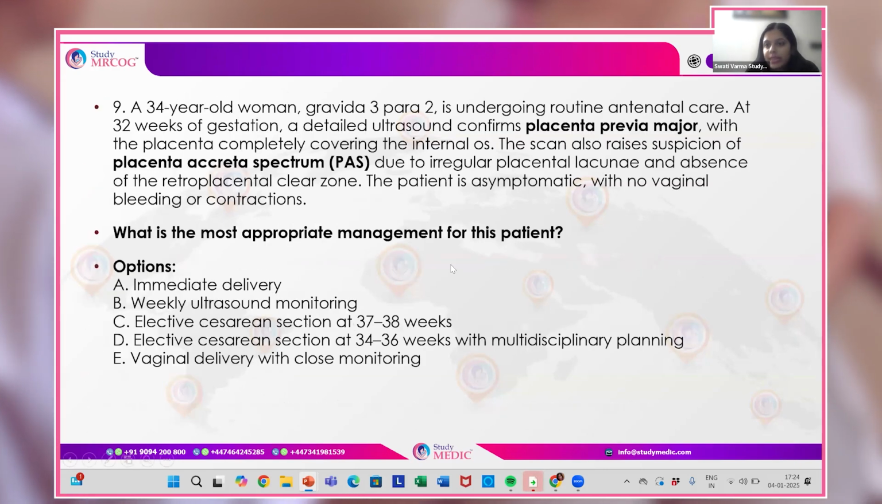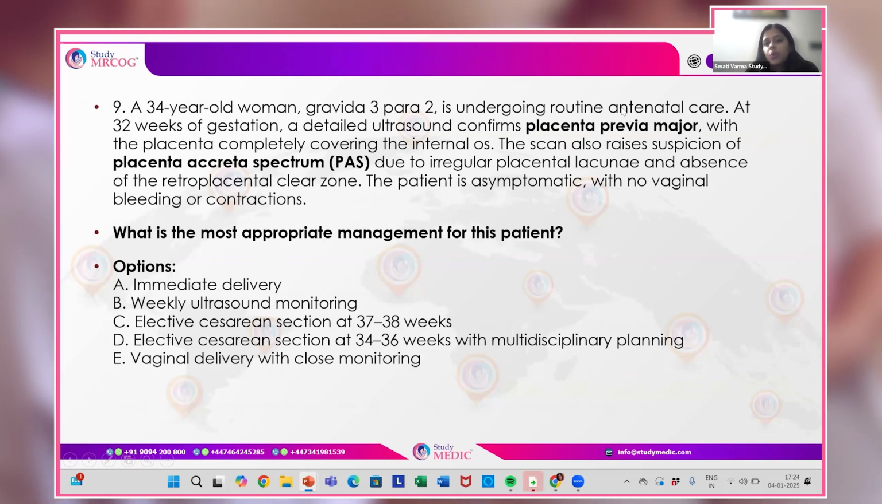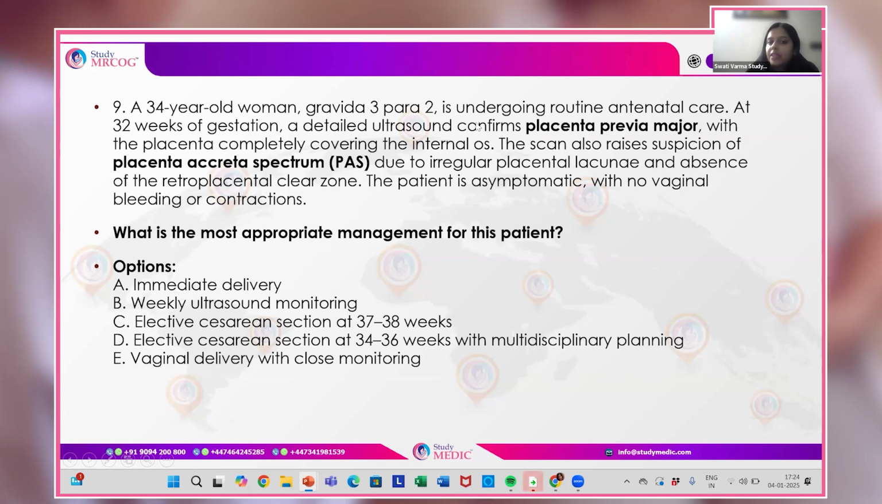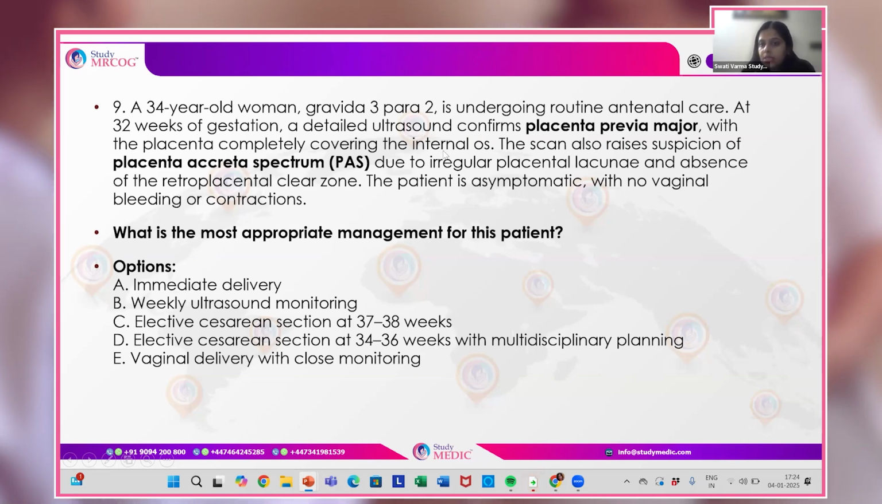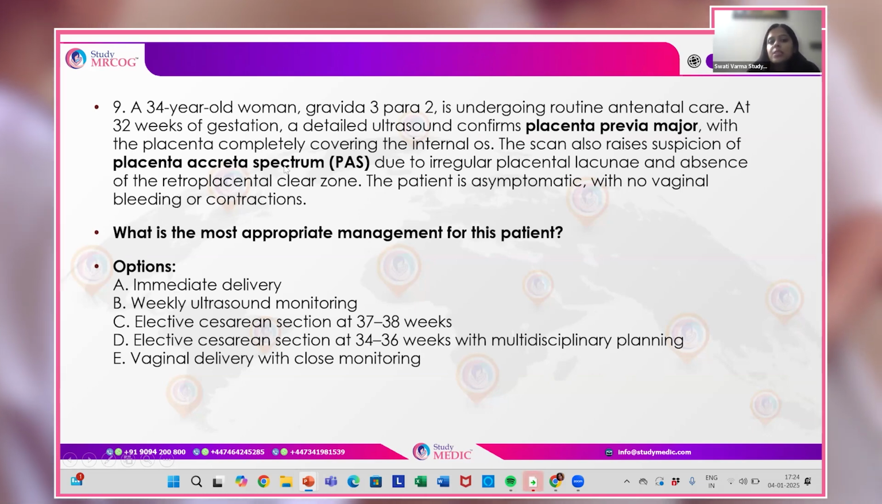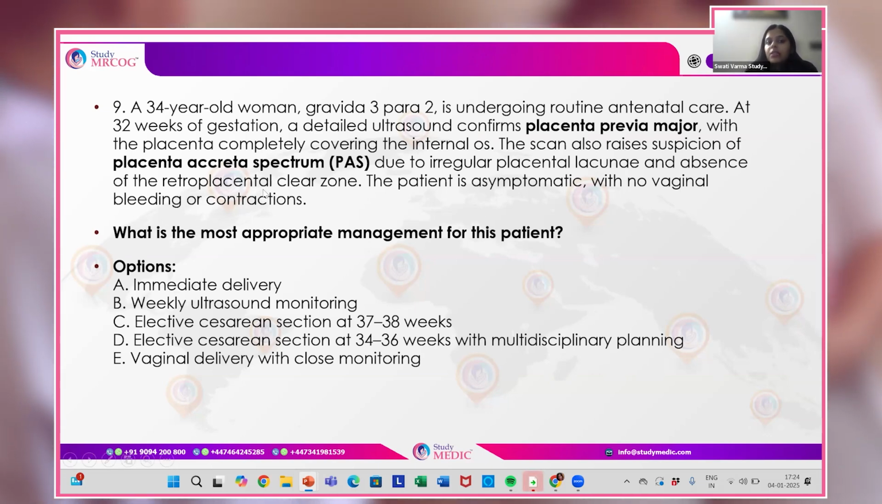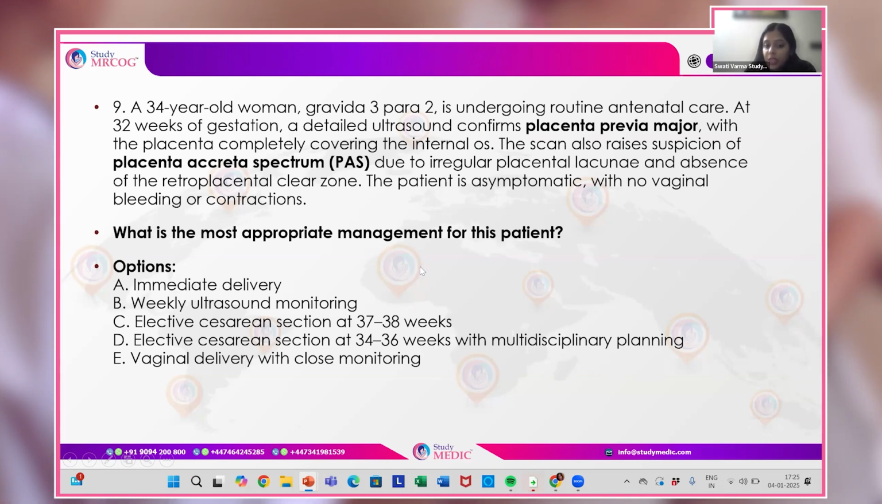Now coming to the second last SBA, a 34-year-old Gravida 3 Para 2 is undergoing routine antenatal care. At 32 weeks gestation, a detailed ultrasound is performed, which confirms placenta previa. Placenta previa itself means placenta covering the internal os. Now, the scan has also raised suspicion of placenta accreta spectrum due to irregular placental lacunae and absence of retroplacental clear zone. Now, the patient is asymptomatic, no vaginal bleeding or contraction. What is the most appropriate management for this patient?